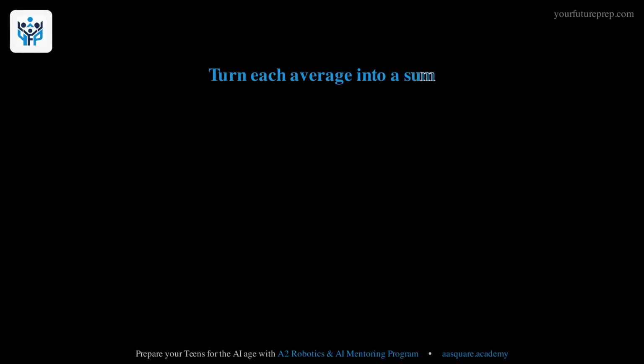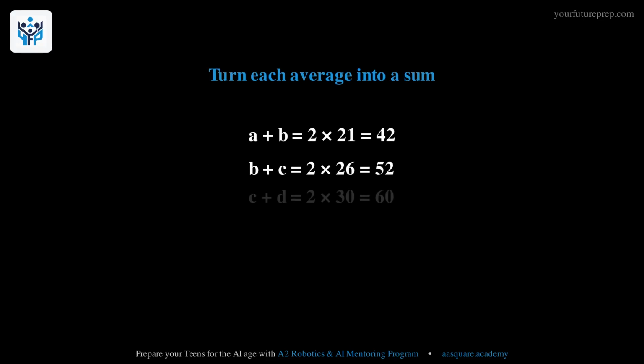Let's turn each average into a sum. If the average of A and B is 21, then A plus B is 2 times 21, which is 42. If the average of B and C is 26, then B plus C is 52. And if the average of C and D is 30, then C plus D is 60.